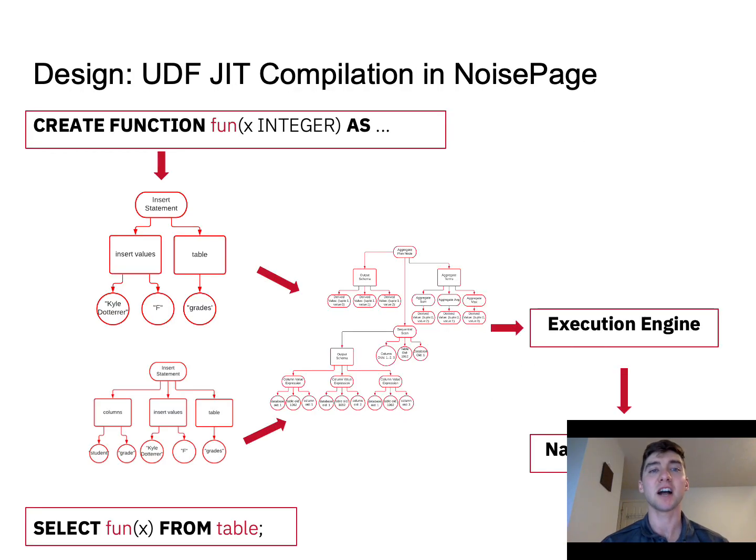On this slide, we see a very high-level overview of the architecture for UDF JIT compilation in NoisePage. The process proceeds in roughly two phases. First, when a function is defined, we compile the PL SQL to the internal bytecode representation used by NoisePage and store the resulting abstract syntax tree in the database catalog. Next, when the function is invoked by referencing it in a SQL query, we clone the abstract syntax tree that was previously compiled into the bytecode program for the calling query. This resulting unified AST is then fed through the NoisePage execution engine and JIT compiled.